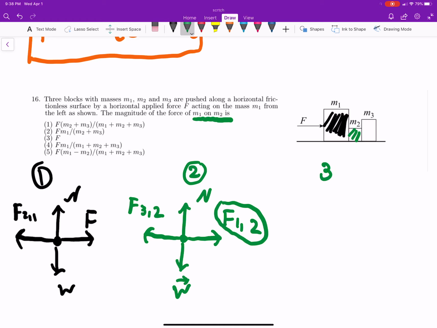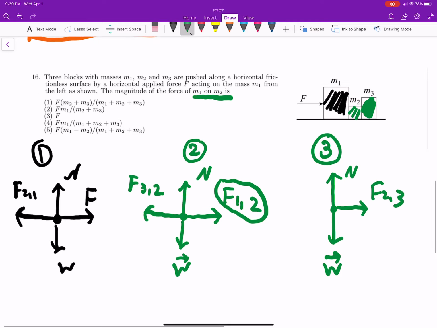For the third one, what do we have? Well, we have a normal force, of course. We have weight. And we also have the force of 2 onto 3. It is a vector. You can draw arrows, but I haven't been doing it. You guys know what I mean. I guess I did for my weights a couple times, but don't get too caught up on that. I was going to do it in a different color. Okay, well, I guess M3 is going to be green too.